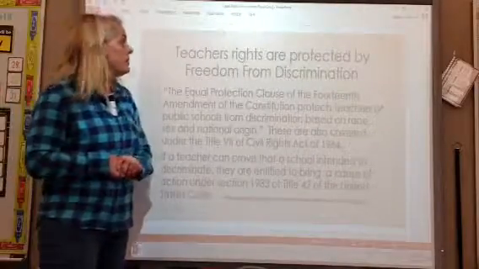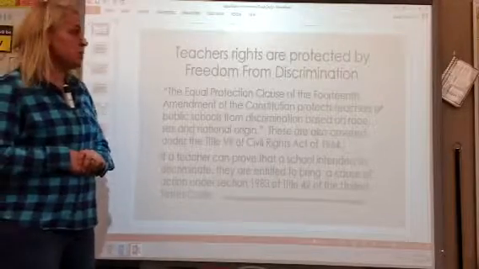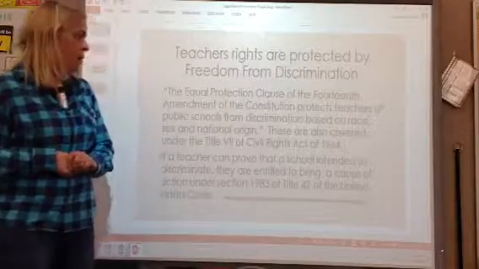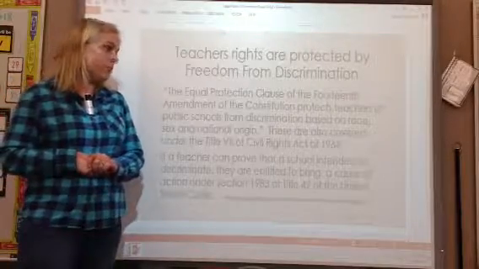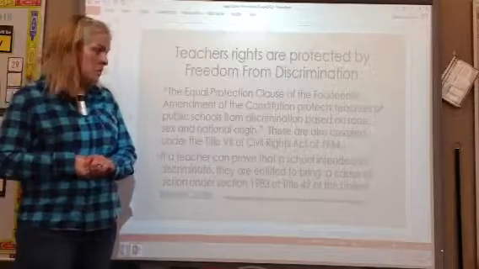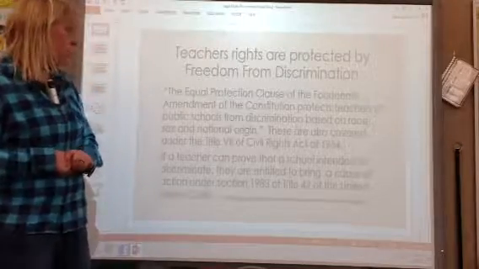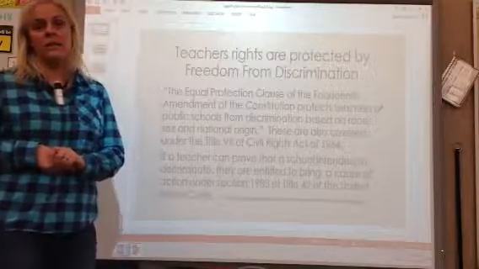Teachers' rights are protected by freedom from discrimination. The Equal Protection Clause of the 14th Amendment of the Constitution protects teachers at public schools from discrimination based on race, sex, and national origin. These are also covered under Title VII of the Civil Rights Act of 1964.